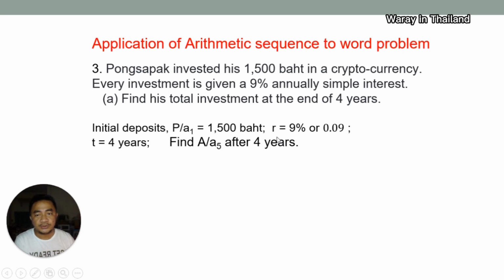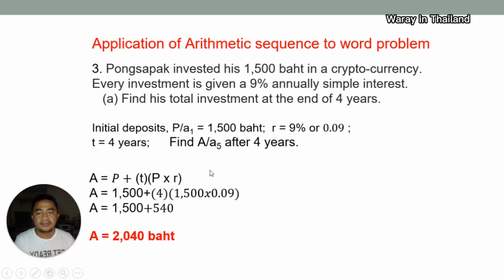Okay, so we have here the solution. We have here the principal amount. The initial amount is 1,500 baht, and the time is 4 years. We have here again the rate 0.09, and therefore we have 2,040 at the end of 4 years. Okay? Did you understand?